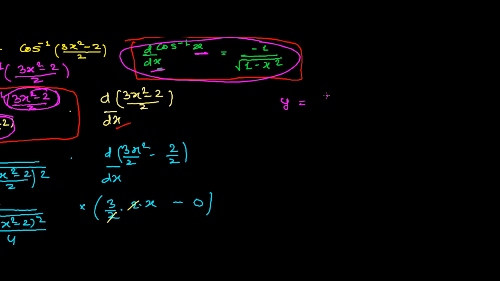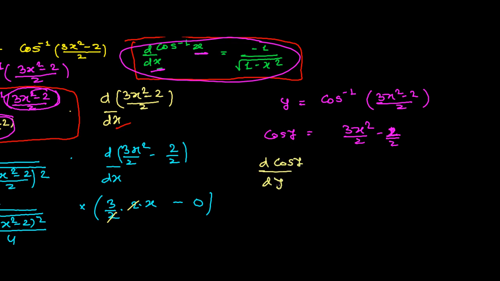Here we have cos inverse of 3x squared minus 2 over 2. So what you can do, since it is inverse, so it will come this side, so it will be cos y will be equal with 3x squared by 2 minus 1, because it will be 2 by 2. I'm writing also 2 by 2. All right, and now you can differentiate both sides with respect to x, with respect to y. So derivative of cos y with respect to y. Similarly here, derivative of 3x squared by 2 with respect to y minus derivative of 1 with respect to y. It's a constant quantity, it will be 0, right?